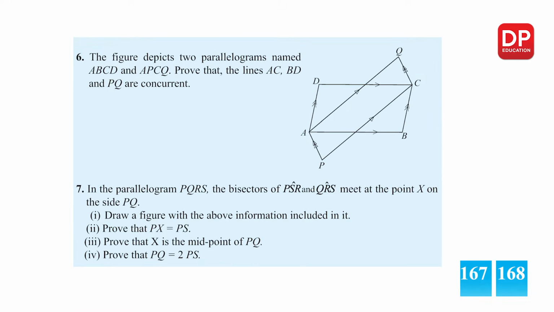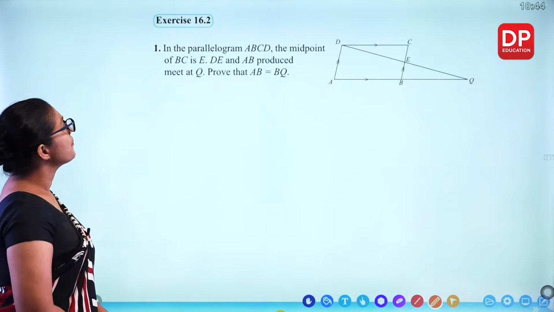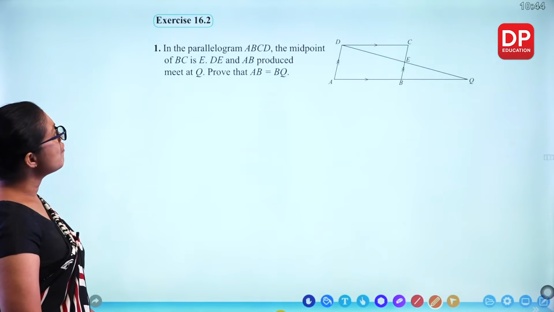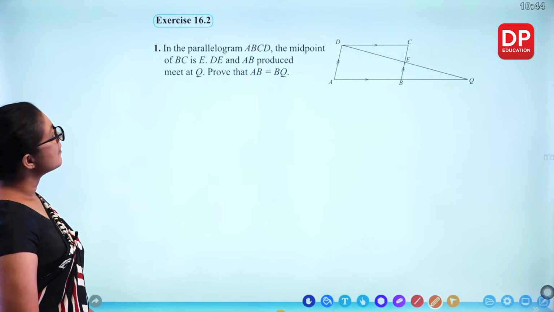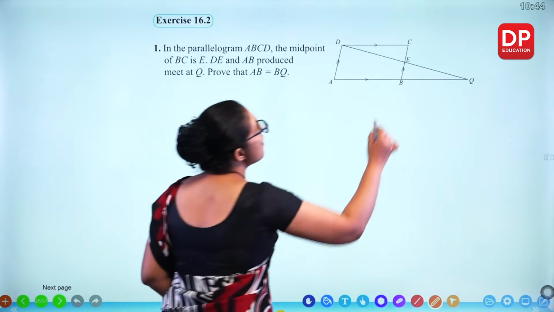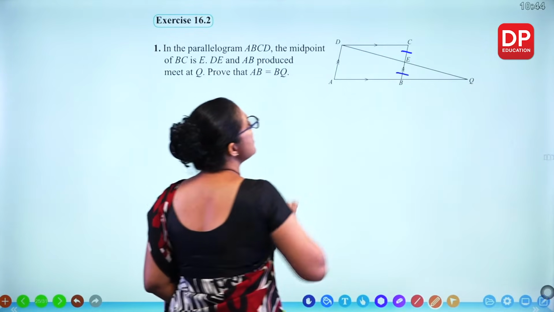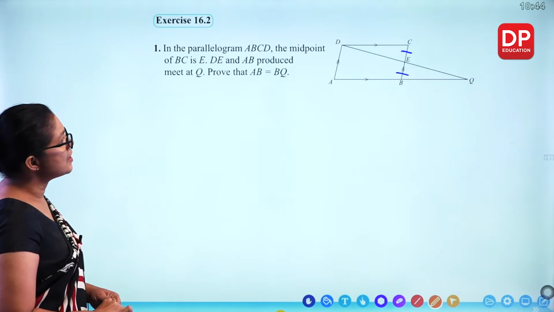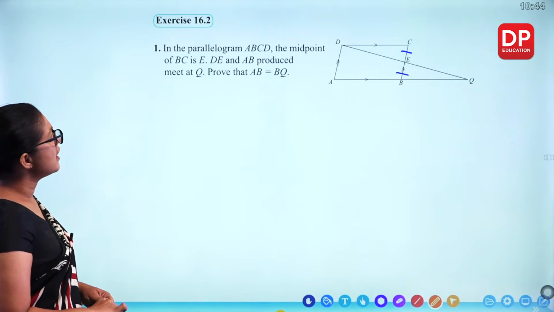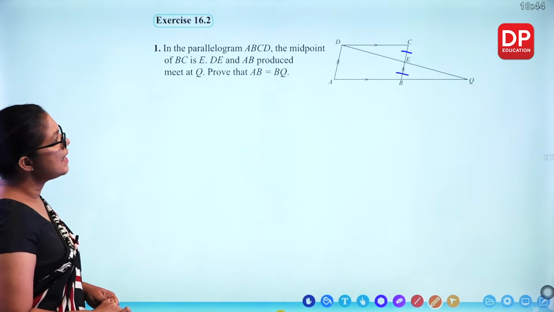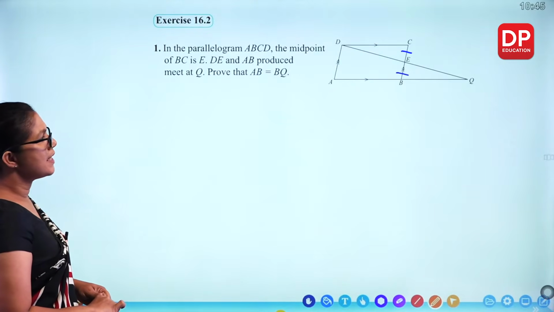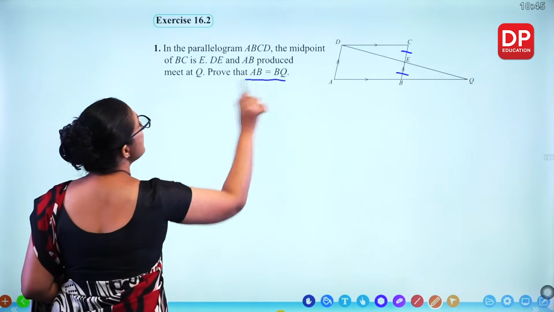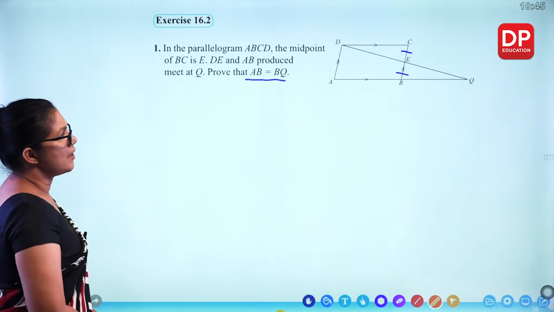Exercise 16.2 in your textbook. In the parallelogram ABCD, the midpoint of BC is E. That means this length is given equal to this one. DE and AB produced meet at Q. Prove that AB is equal to BQ. So we need to prove AB is equal to BQ.